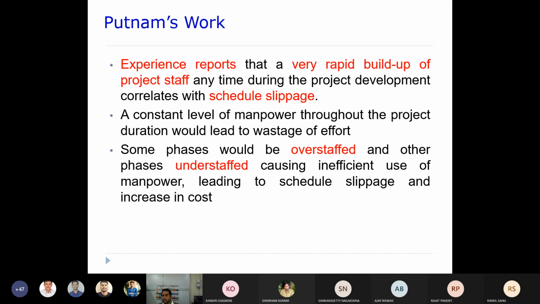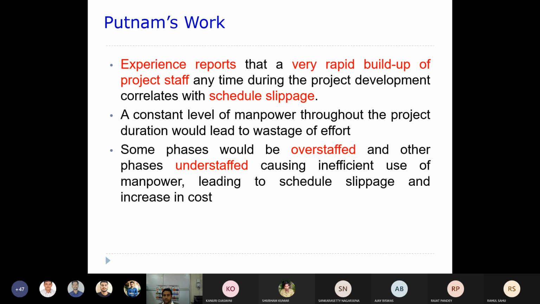Whatever number is really required at any point of time, that many people should be recruited, then it will be better, I think. This is what it all says. So some phases would be overstaffed and other phases may be understaffed, causing inefficient use of manpower, leading to schedule slippage and an increase in cost as well.